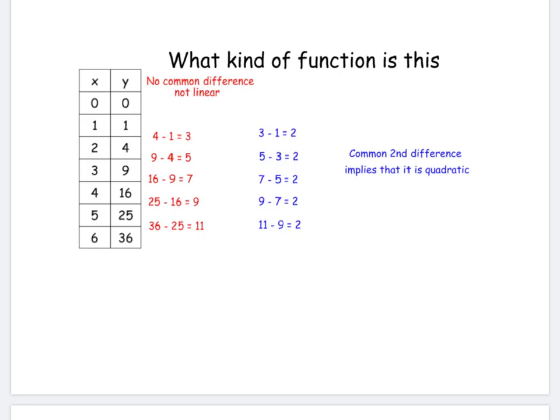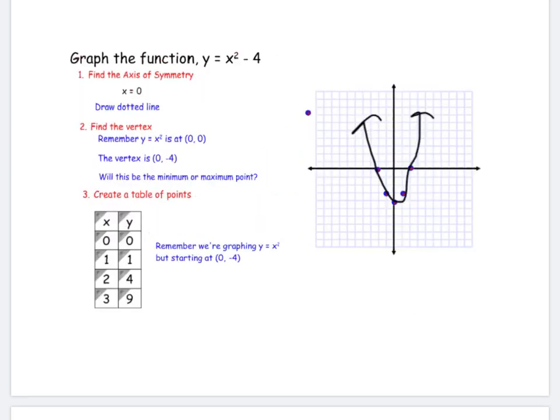But if we take those differences and we subtract them and their previous difference, we find that we have a common difference there. So if you have a second common difference, that implies that the information that you're looking at is a quadratic function. And again, here is an example of a quadratic function that makes the U-shape or the parabola shape graph.